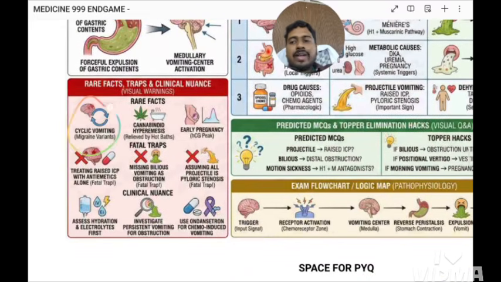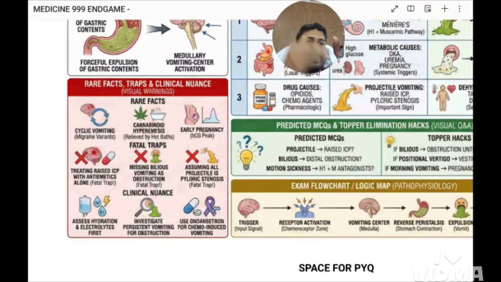Now, cyclical vomiting. What is cyclical vomiting? Cyclical vomiting means once every 2 weeks or once every 3 weeks, the patient will have vomiting cycles. For 2 to 3 days, the patient will be vomiting. After that, for 20 days, the patient will be normal. And again, for 2 to 3 days, he will be continuously vomiting. This is called cyclical vomiting. It occurs in migraine variants. Next important thing is cannabinoid. Cannabinoid actually causes vomiting, hyperemesis. And in early pregnancy also, because of the HCG peak, we get morning sickness.